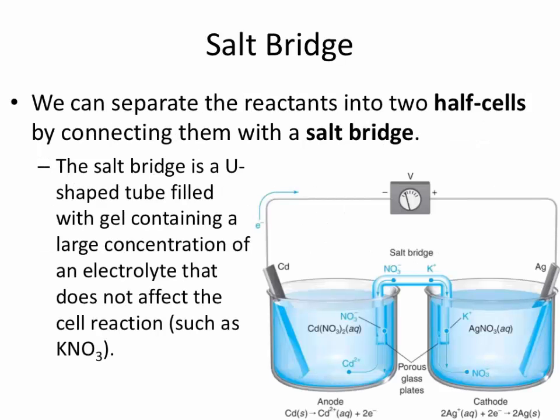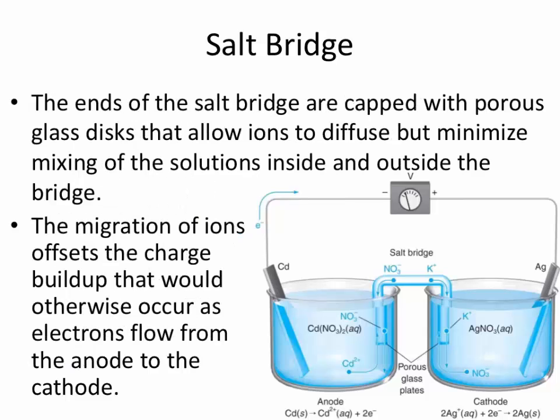Now we can separate the two reactants into two half cells by connecting them with our salt bridge here. Now the salt bridge is generally a U-shaped tube filled with a gel containing a large concentration of an electrolyte that does not affect the cell reaction, such as potassium nitrate. Now the ends of the salt bridge are capped with porous glass discs that allow ions to diffuse, but minimize the mixing of the solutions inside and outside the bridge.